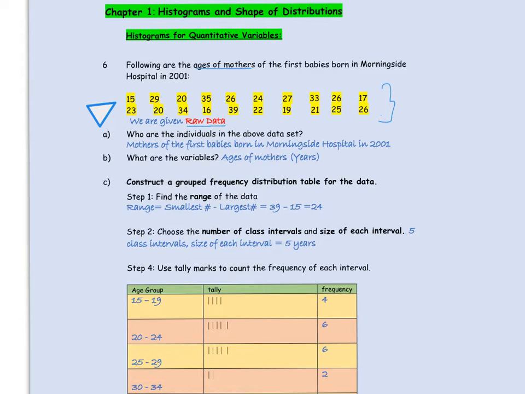Now the question is, who are the individuals in the above data set? So we've come across the word individuals. The individuals are the mothers of the first babies born in Morningside Hospital. So those are the individuals of interest here. Now the next question is, what are the variables? The variable here, there's just one, is the age of mothers in years. Years is the unit. It's always important to mention the unit of measurement. And this is a quantitative variable.